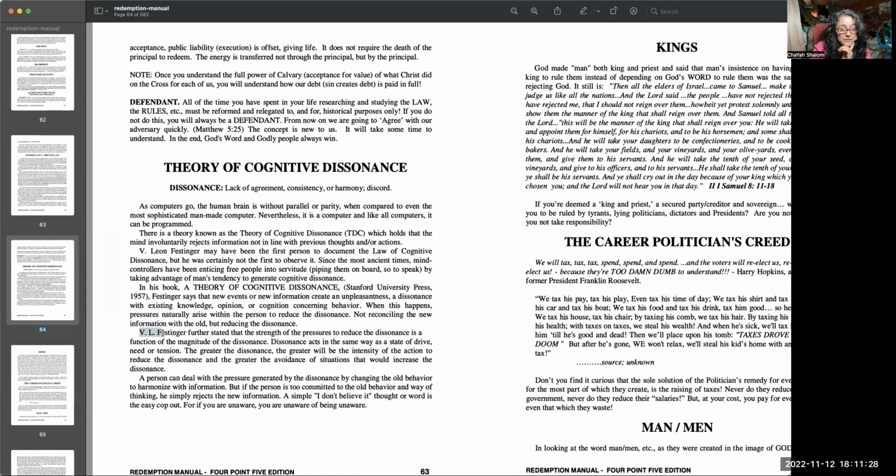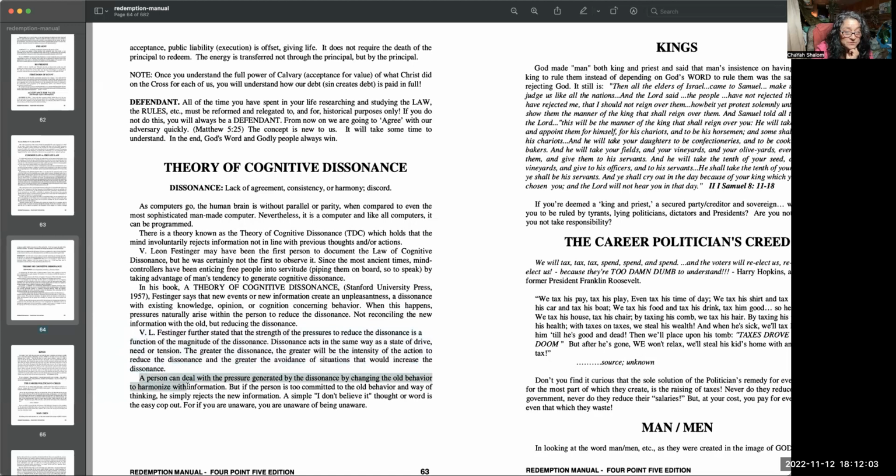Leon Festinger further stated that the strength of the pressures to reduce the dissonance is a function of the magnitude of the dissonance. Dissonance acts in the same way as a state of drive, need, or tension. The greater the dissonance, the greater will be the intensity of the action to reduce the dissonance, and the greater the avoidance of situations that would increase the dissonance.